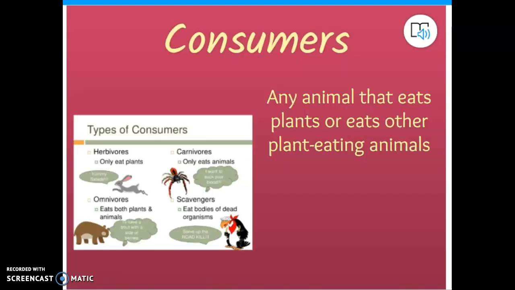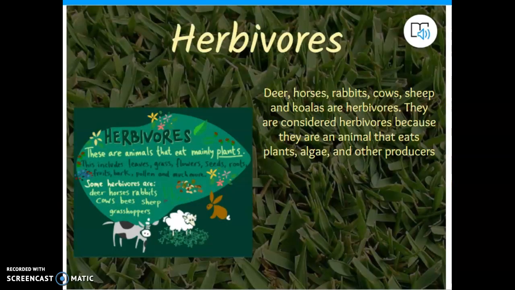We also learned that there are consumers. These are the things that do not make their own food. They consume food. They eat. And so I might be one of the different types of consumers. And we learned that there are 3 main types of consumers, one being an herbivore. Now we know that herbivores only eat plants. They only eat producers. And that's very important.